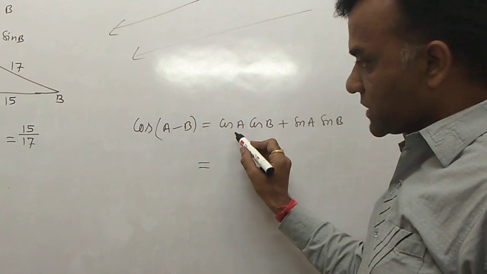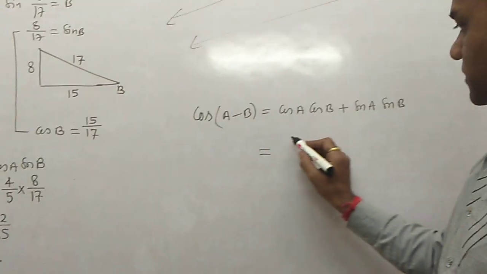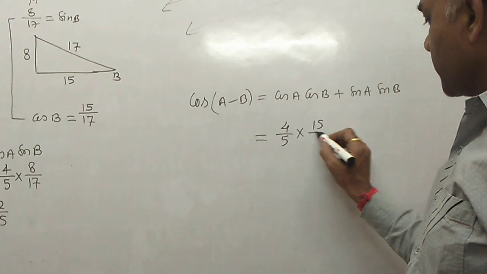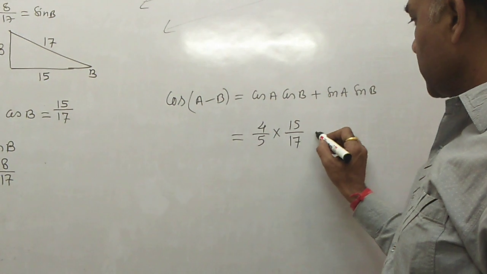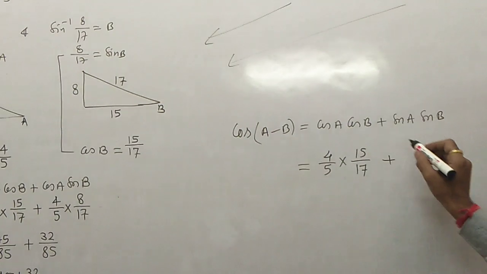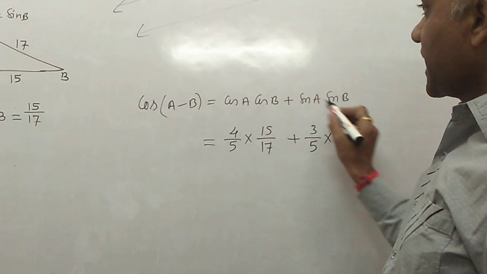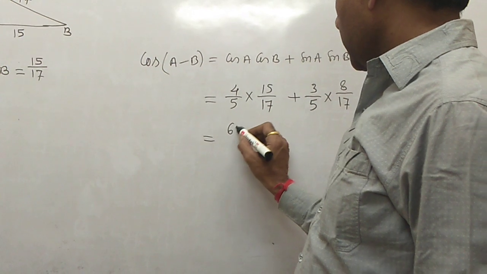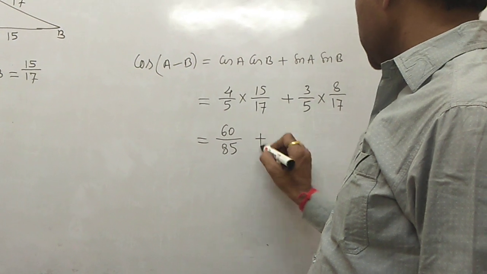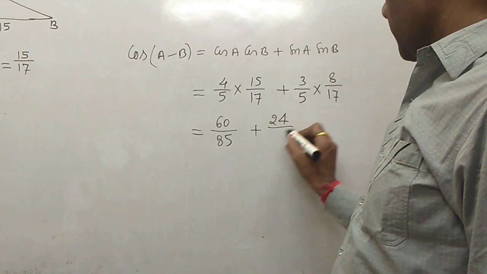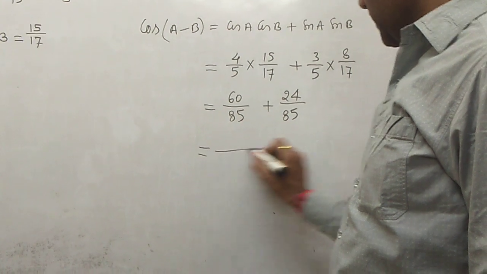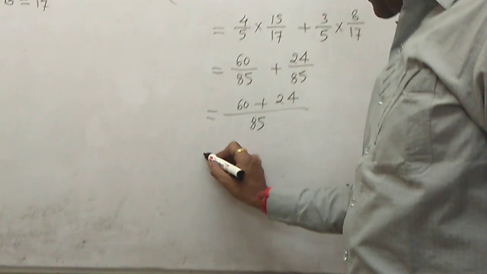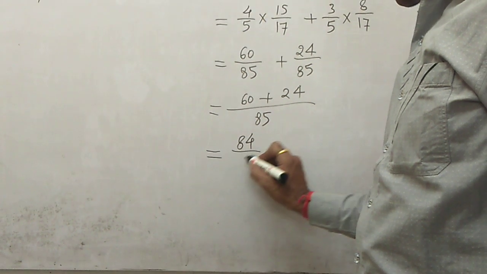Now put the value of cos a. Cos a is 4 by 5, so you write 4 by 5 into cos b, which is 15 by 17, and then sin a. Sin a is 3 by 5 and sin b is 8 by 17. So 15 fours are 60, you write 60 upon 85, plus 8 threes are 24, 24 upon 85. Taking the LCM, your LCM is 85. You have 60 plus 24, which is 84 by 85.